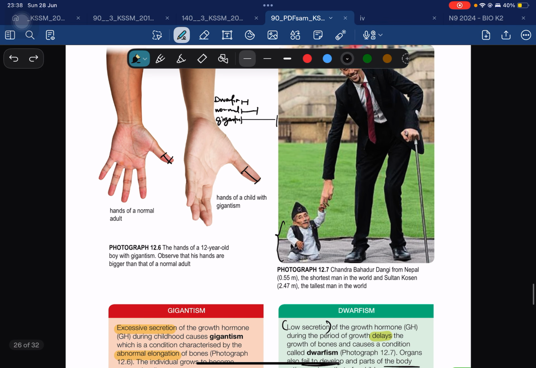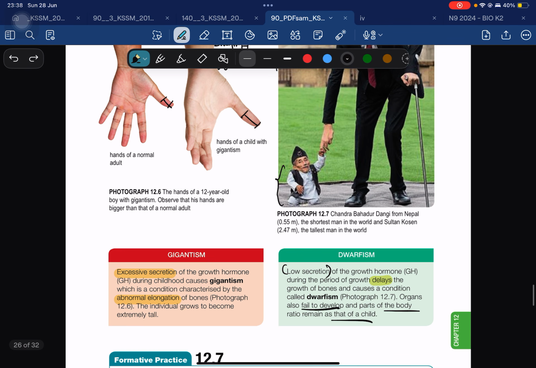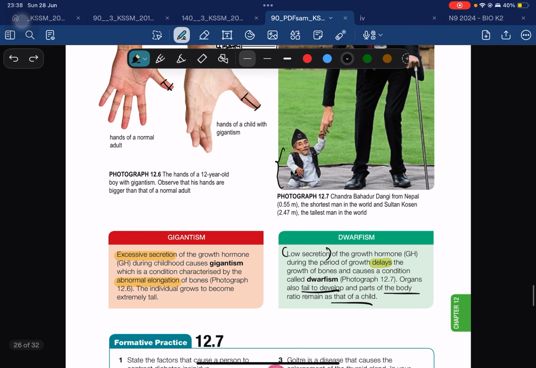This man is not a kid, but his body ratio just remains as a kid, because there will be conditions like organs failing to develop because of the bones. There will be a delay in the growth of the bones. That's why it causes dwarfism.